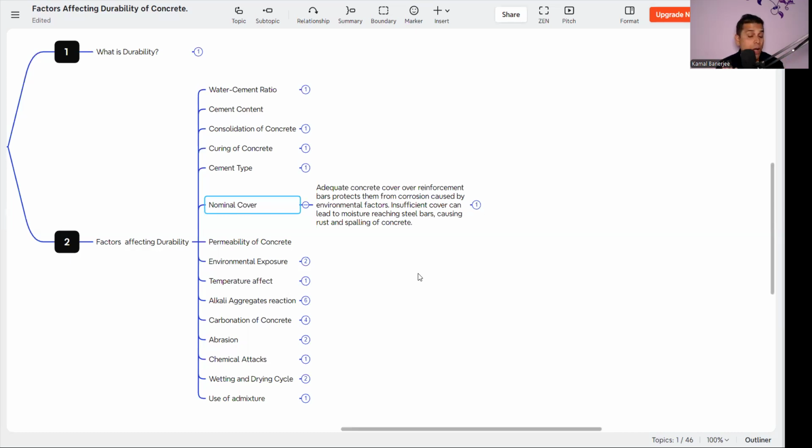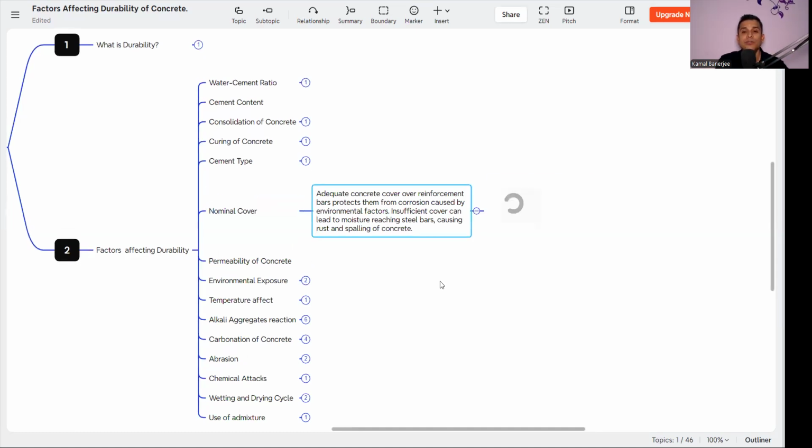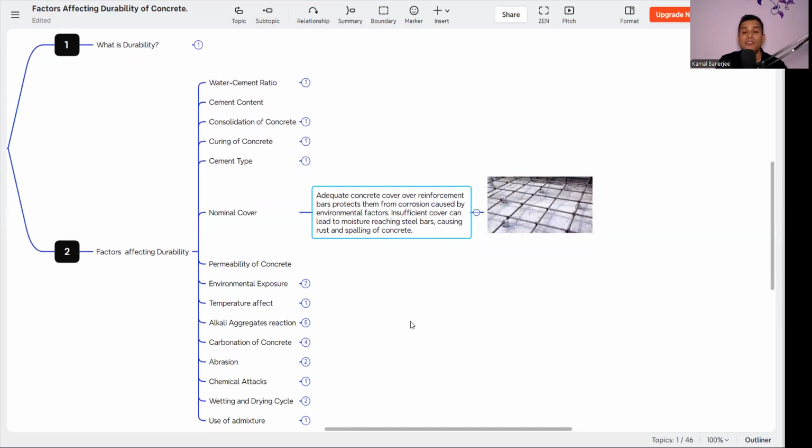But how does it affect durability? Adequate concrete cover over reinforcement bars protects them from corrosion caused by environmental factors. Insufficient cover can lead to moisture reaching the steel bars, causing rust and spoiling of the concrete. So that is why we need to ensure the proper cover or nominal cover. This nominal cover is the area where there will be no reinforcement. Whenever the concrete is exposed to the environment, the moisture, carbon dioxide, sulfate and chloride have the tendency to penetrate inside the concrete.